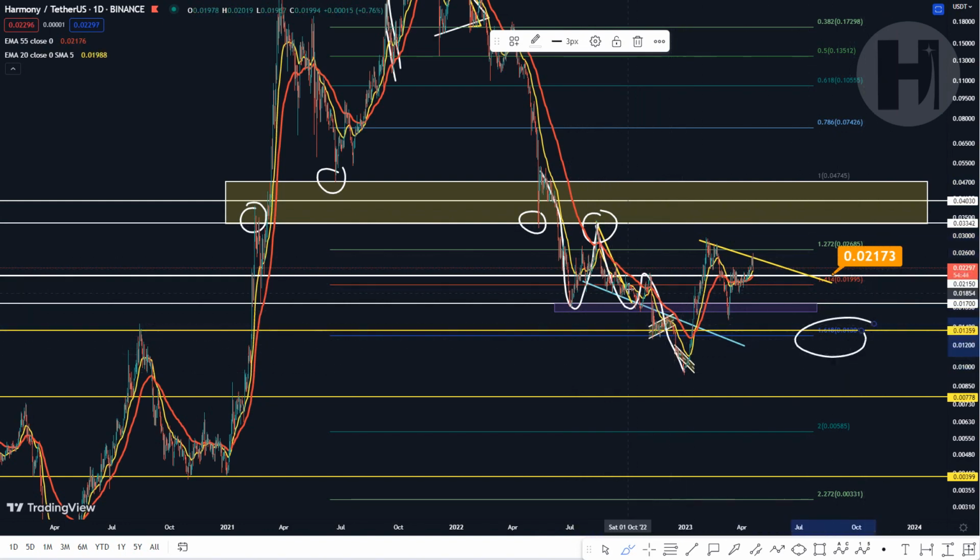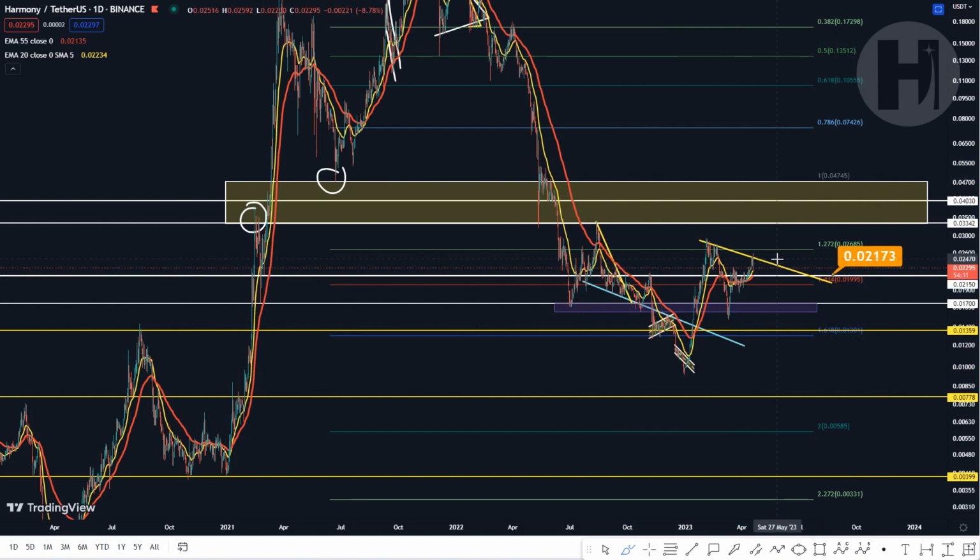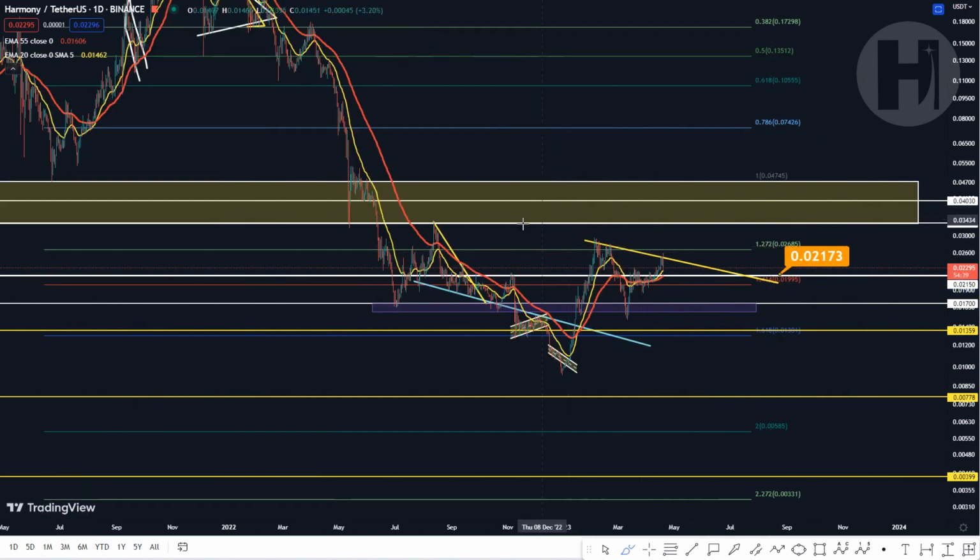So what could end up happening is that we make our way back here into the golden resistance block, and then we see a pullback from there with hopefully a higher low to follow that. So we need to continue printing these higher lows and higher highs. So hopefully that's something that we can expect.